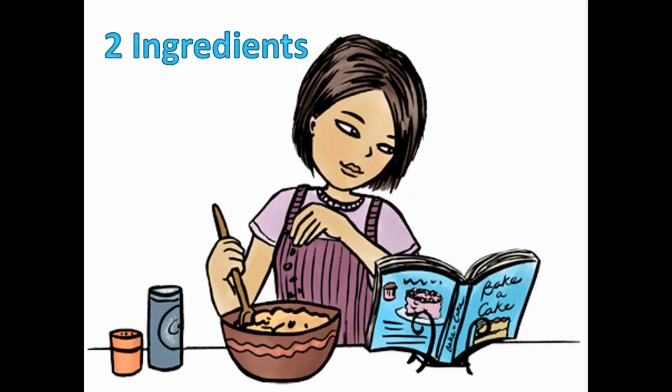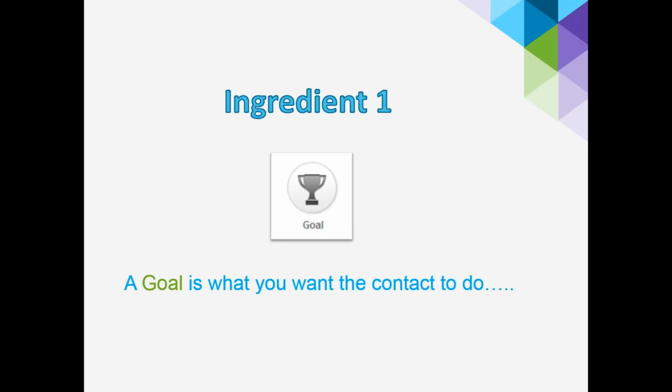There's only 2 ingredients that you really need to know about in order to build your first very simple campaign and even build up to building a more complex campaign. The first ingredient is a goal. And a goal is represented by a circle inside our campaign builder. And a goal is what you want the contact to do.